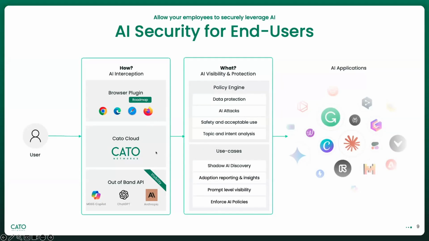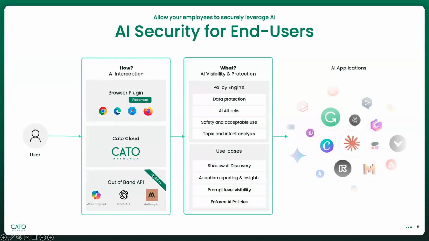In addition, we also have the Cato Cloud, super relevant for everybody listening to this session, which basically means that if the traffic is routed to Cato, goes to the Cato Cloud, this is going to be an interception method for the AI interactions, and therefore very easy for anybody who is already using Cato to use this as the on-ramping method to the AI security suite.